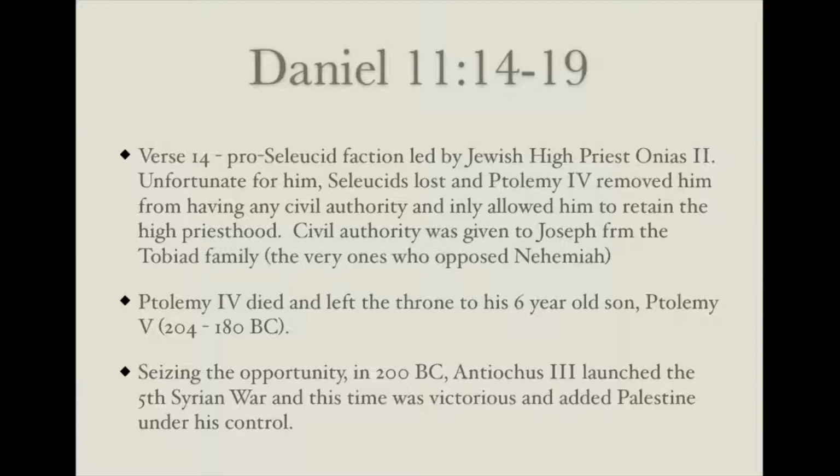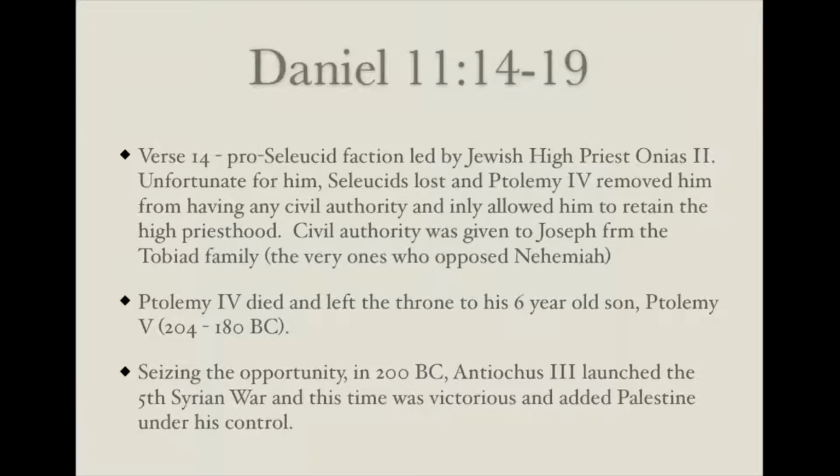The pro-Seleucid faction, led by the Jewish high priest Onias II, basically wanted the Seleucids to win. Unfortunately for him, the Seleucids lost, and Ptolemy IV wasn't too happy about that. So he removed him from having that civil authority, but allowed him to actually retain the high priesthood. So he didn't go as far as removing him from the high priesthood, but basically took away the role of governor. He was no longer governor.